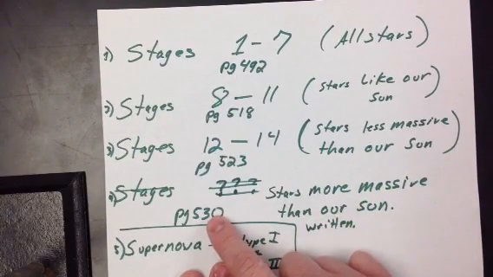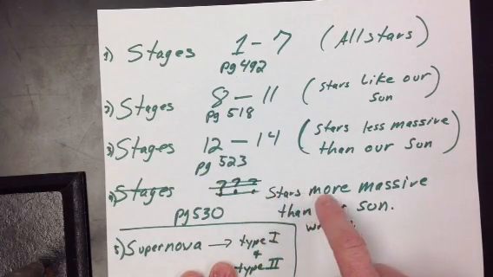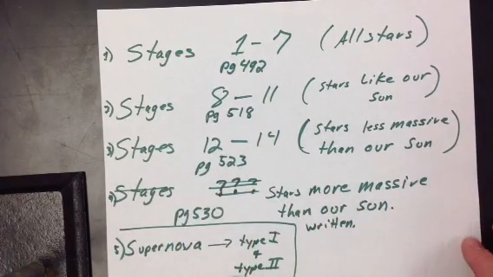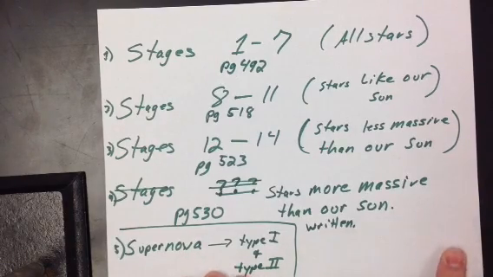On page 530, it begins to talk about stars that are more massive than our sun. There's no stages for this. Okay? If you just do a small written paragraph or so about that, I can read it over and give you points towards your observation if you do well.